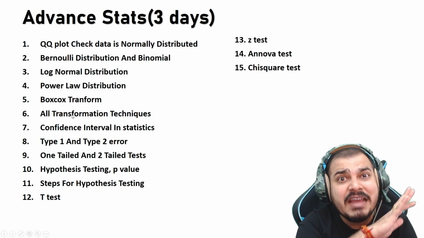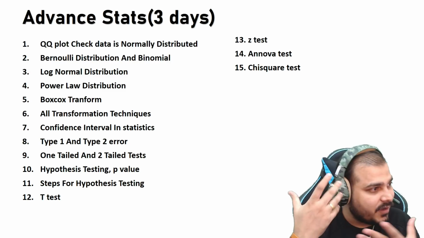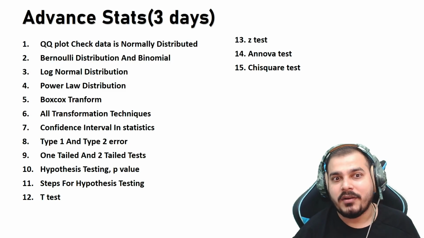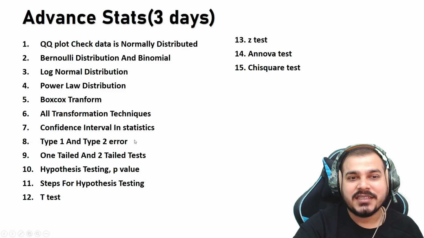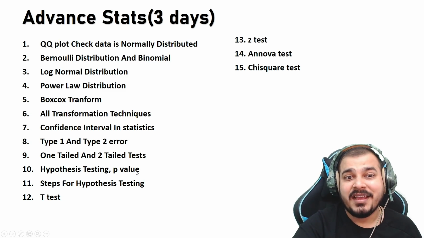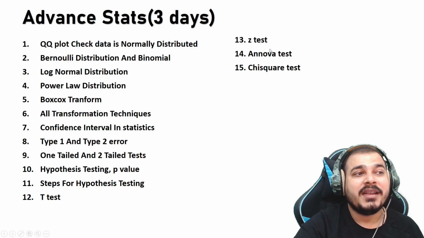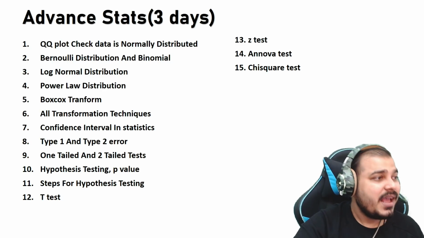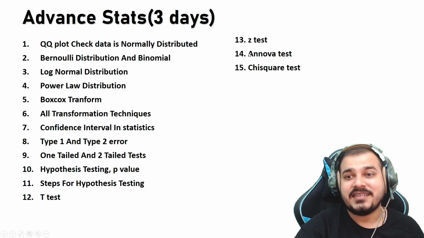I have covered everything, guys. Trust me, sometimes I think, okay, I've covered this, I've covered that. I feel so happy about that, you just have to go and refer to it. Then you have confidence interval in statistics, then type 1, type 2 error, one-tailed and two-tailed test, hypothesis testing, p-value, steps for hypothesis testing, t-test, z-test, ANOVA test, chi-square test. Everything has been covered over here. And most of the inferential statistics are t-test, z-test, ANOVA test, chi-square test. In ANOVA test, we also basically call it an f-test.